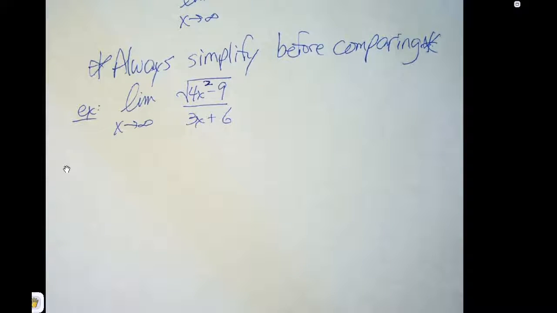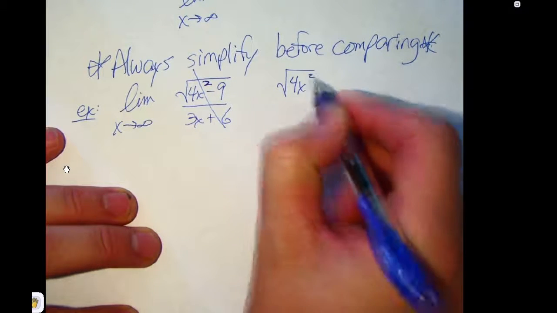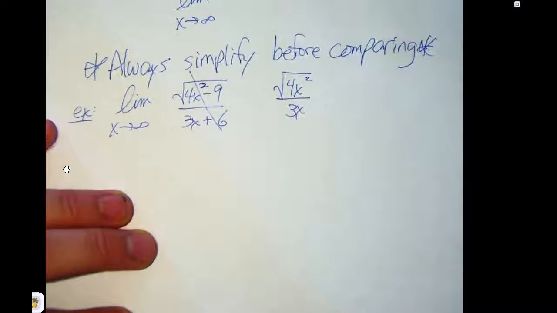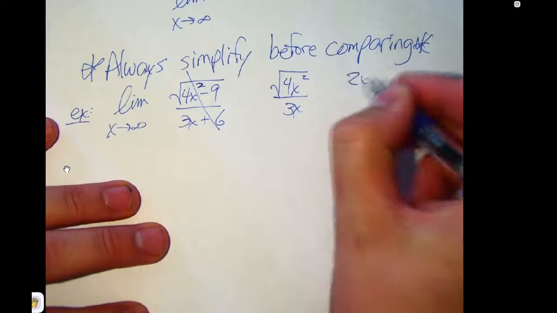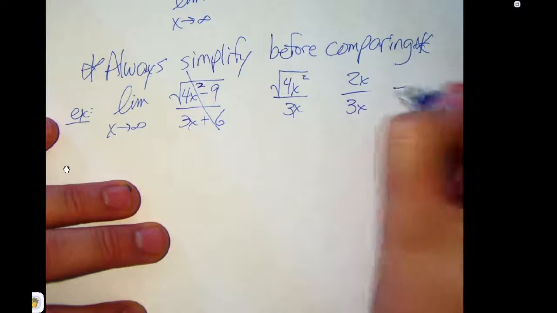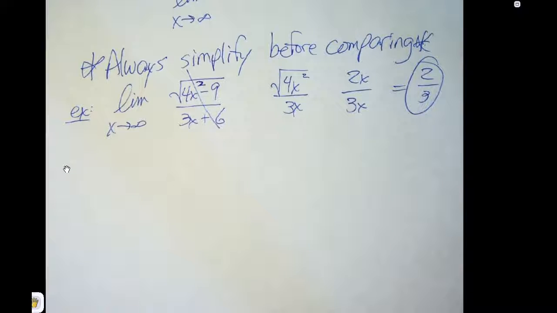I don't need to know the exact square root. I just need to know the square root of the highest power. So I could almost just cross this off and say this is just the square root of 4x squared over 3x. What's the square root of 4x squared? 2x. 2x over 3x. So what's the limit? 2/3. So I simplify the highest power portion of it, and then I compare from there.